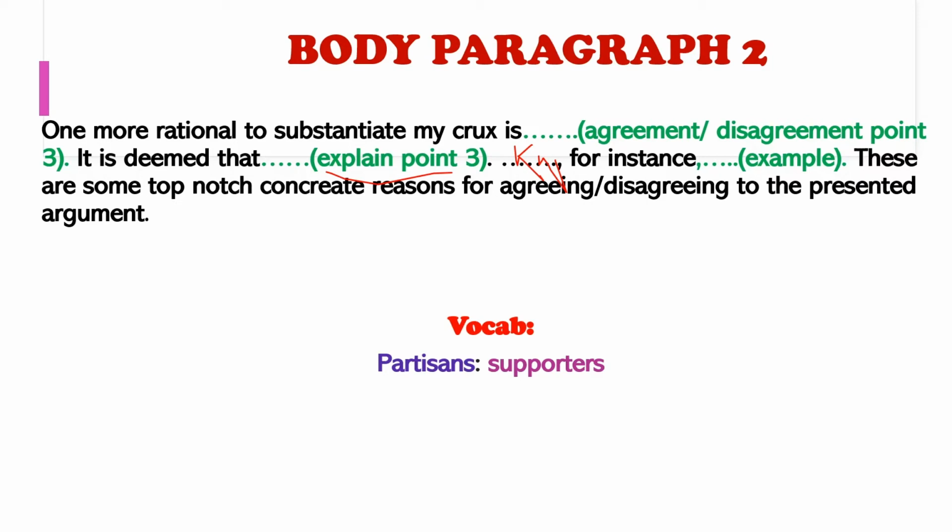So whatever the keyword of your example is, write that and then go on explaining it, how it helps the explanation of your agreement or disagreement point 3. So dash, for instance, blah blah blah. These are some top-notch concrete reasons. Now I'm concluding, after explaining and justifying all the 3 points, I'm concluding that these are some top-notch concrete reasons, that is, firm reasons for agreeing or disagreeing to the presented argument.